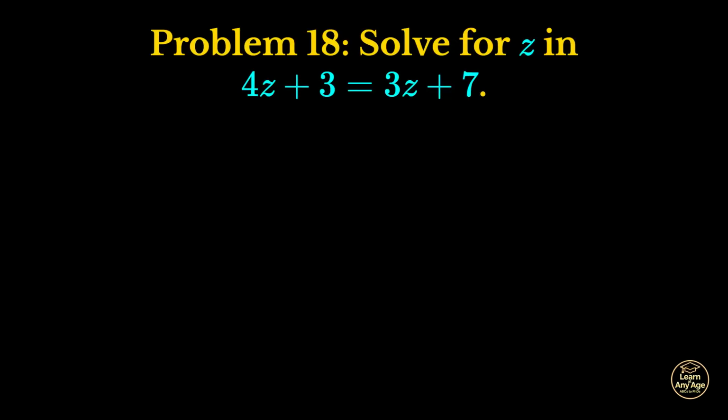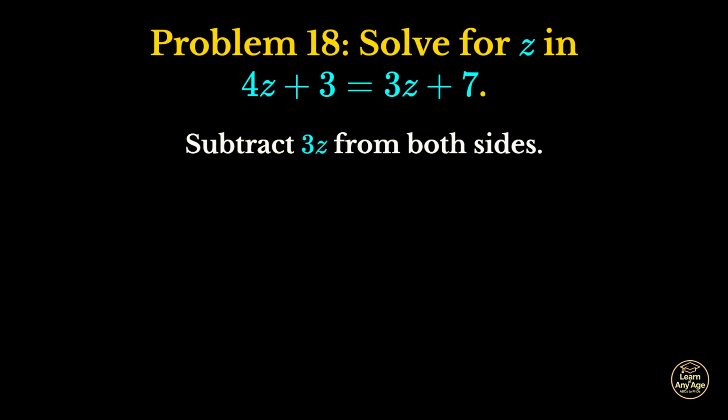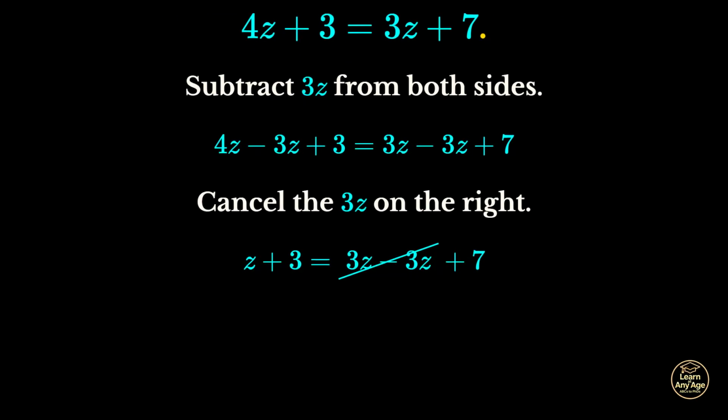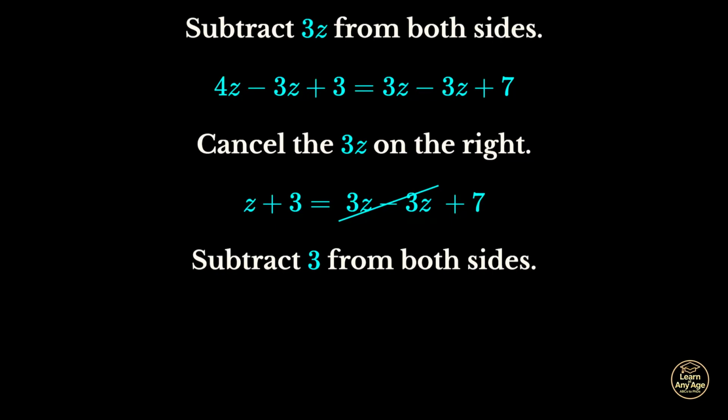Problem 18. Solve for z in 4z plus 3 equals 3z plus 7. Subtract 3z from both sides. 4z minus 3z plus 3 equals 3z minus 3z plus 7. Cancel the 3z on the right. z plus 3 equals 3z minus 3z cancelled out plus 7.